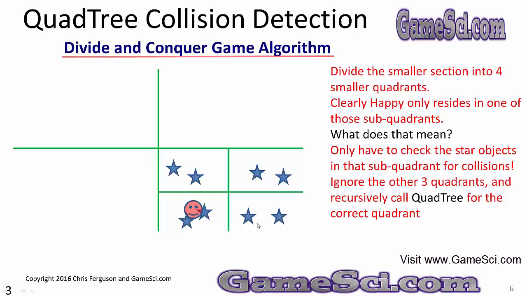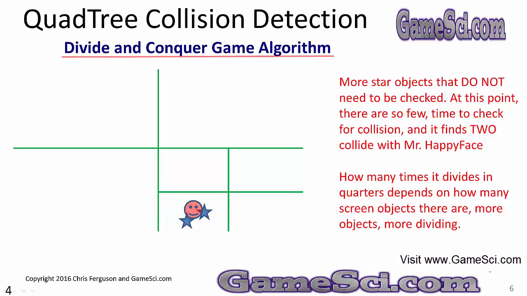Let's recursively call quad tree on the correct quarter, this quarter only. Bang! More star objects that do not need to be checked. At this point, there are so few star objects in our quadrant, time to check for collisions. And it, in fact, finds those 2 stars collide. There's a collision right there. There's a collision right there.